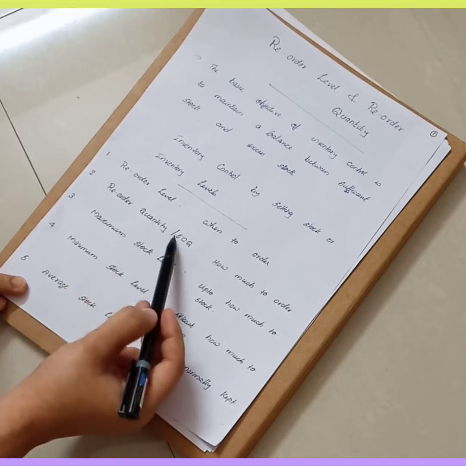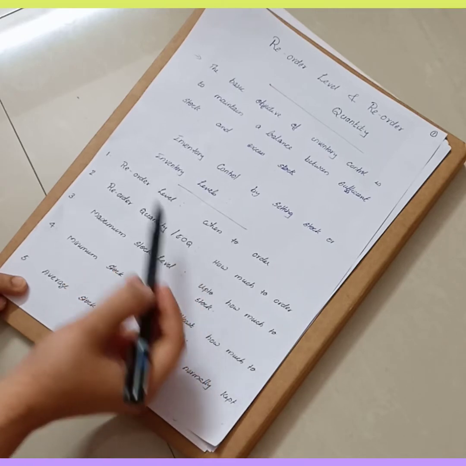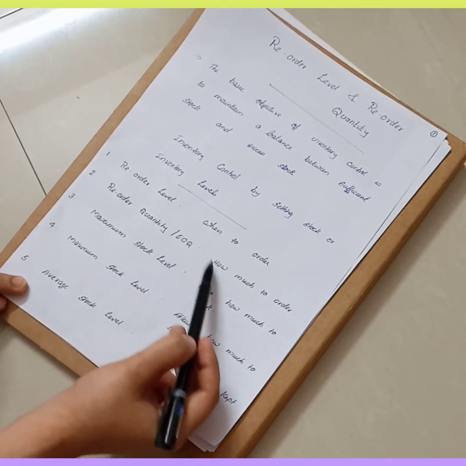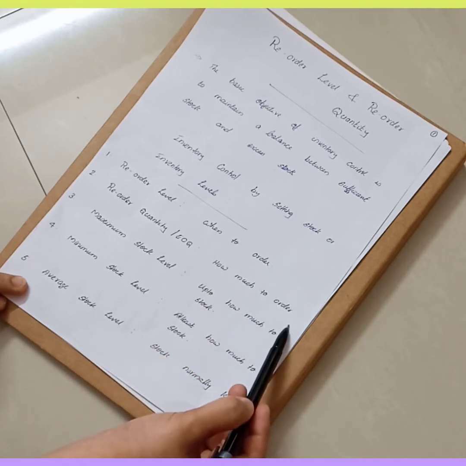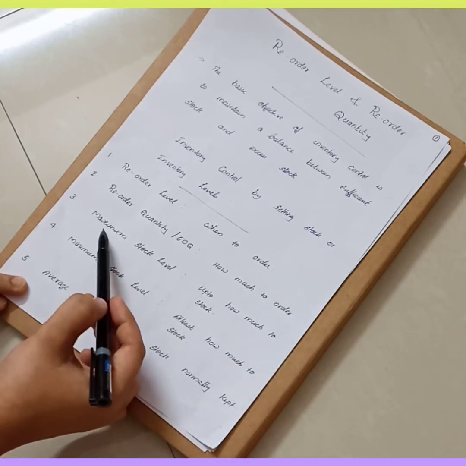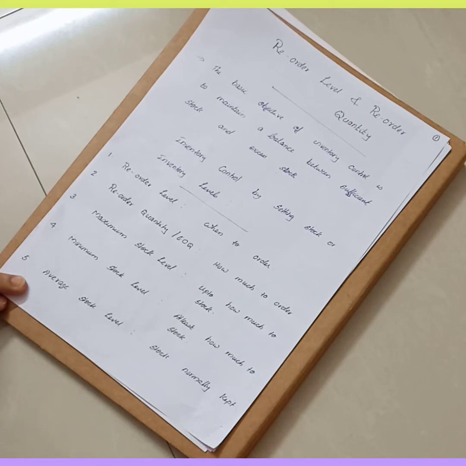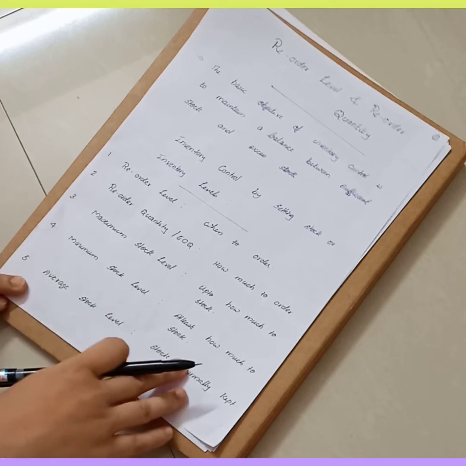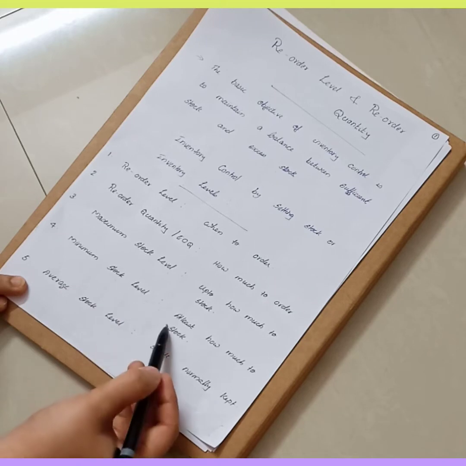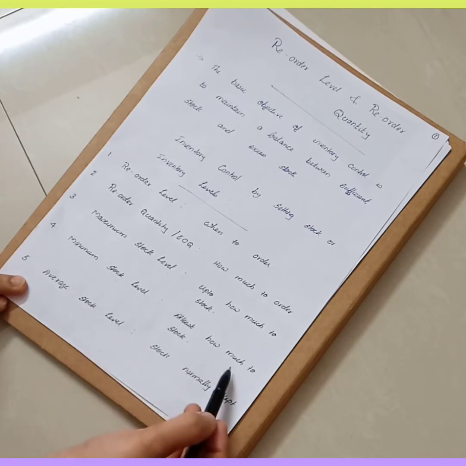Then comes reorder quantity or EOQ. Reorder quantity is the same as economic order quantity. That means how much you should order. Then the next one is maximum stock level. That means up to how much you can stock. If you exceed that particular level, it will be overstock and it may cause a lot of carrying cost and other things. Then minimum stock level. Minimum stock level means at least how much to stock.